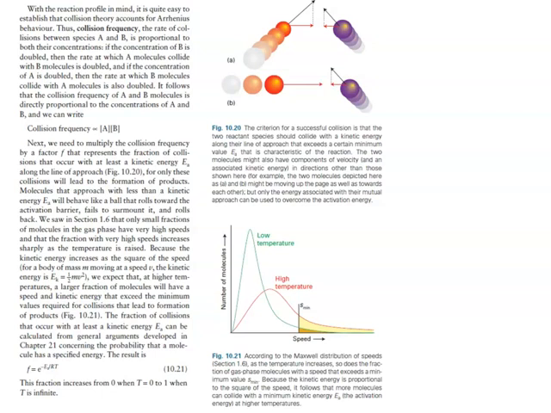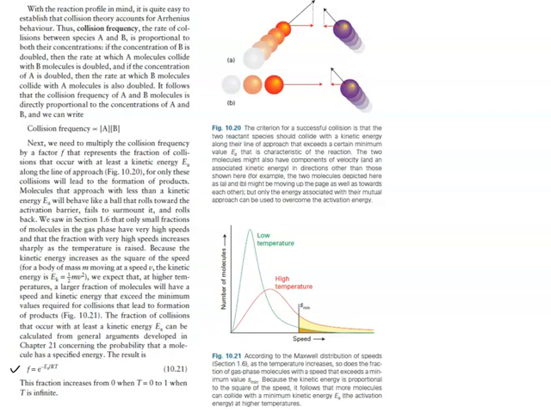The fraction of collisions that occur with at least a kinetic energy of activation energy can be calculated from general arguments developed in Chapter 21 concerning the probability that a molecule has specified energy, which results in the statement f equals e raised to the exponent of negative activation energy over RT. This fraction increases from 0 when temperature equals 0 to 1 when T is infinite, which is absolute temperature.